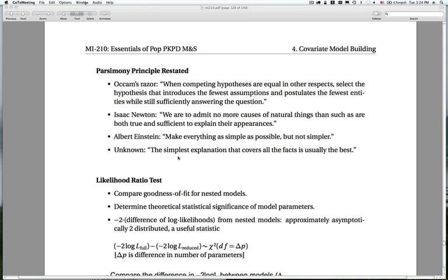But in each case here, there's the caveat that you need to make sure that you simplify, but not any simpler than you need to for the purpose at hand. Okay, so we'll get to this later when we talk about aligning the purpose with the method. But I just thought it was interesting to reconsider parsimony a little bit in the context of covariate model inference.